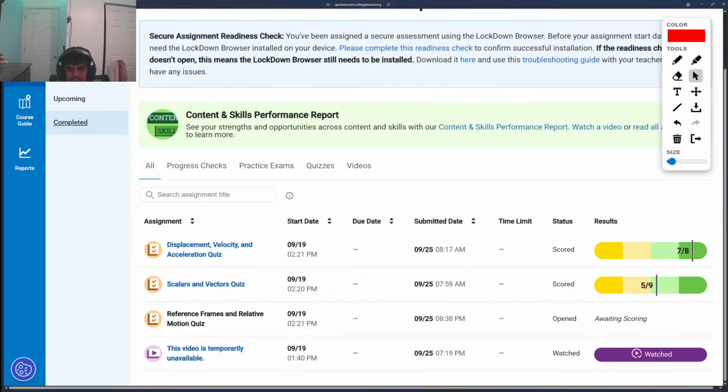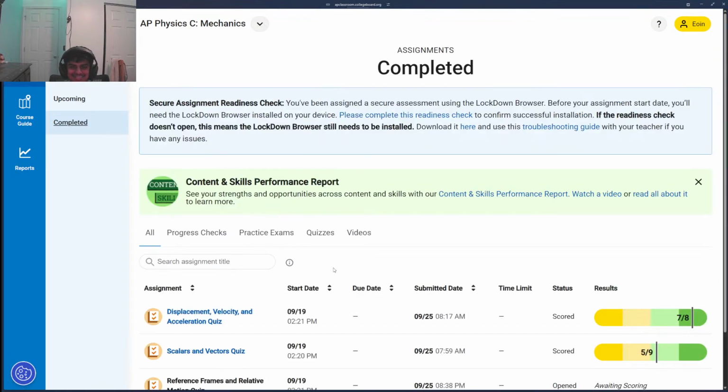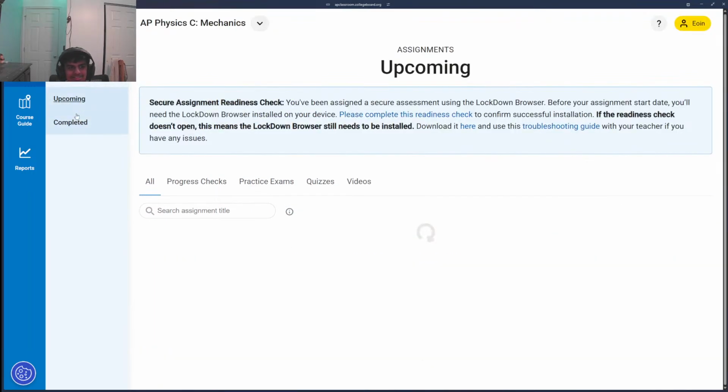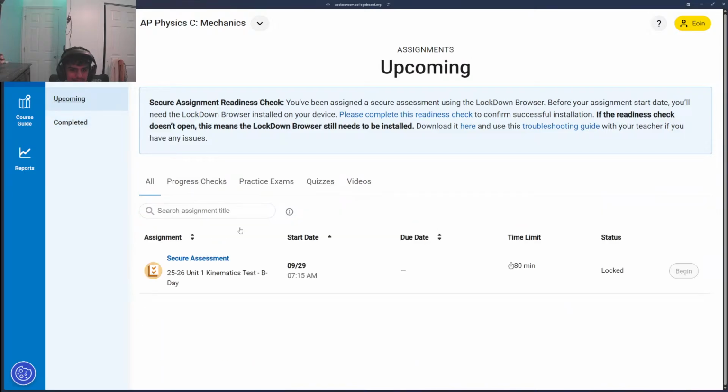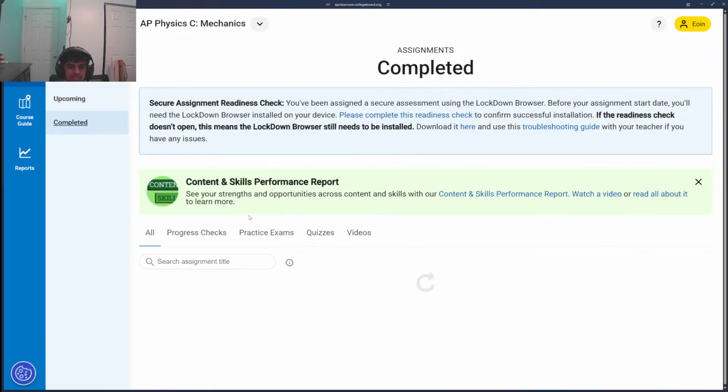Don't worry about my score on the other one. Secure assessment. Oh, this is our test. Ooh. 25, 26, unit 1. Yeah, wait, we should only be doing AP Classroom because that's all it is. I need to go take a piss. Okay.